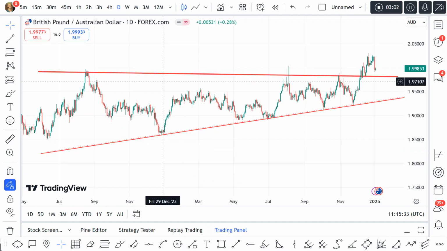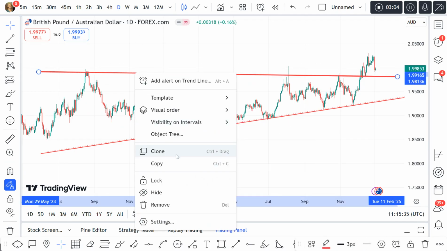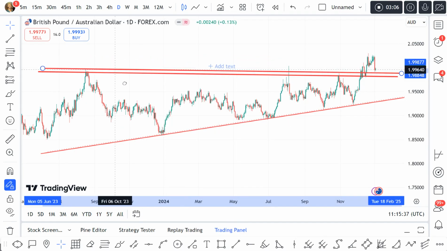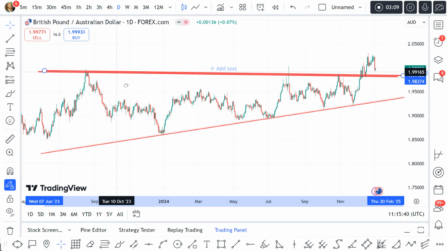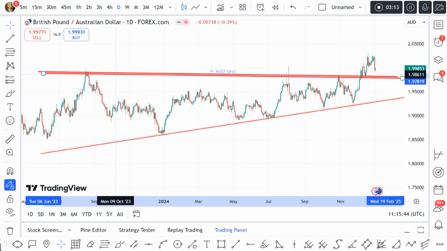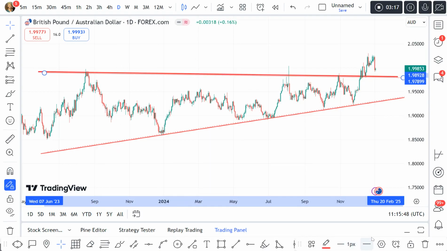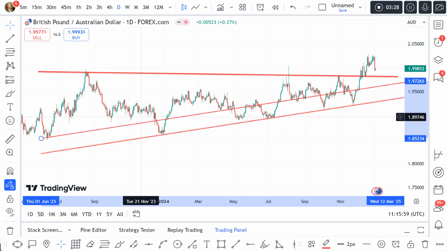So let's look. We have another structure from here. So this is now our roof. There's a clean breakout from the roof. So even in a worst case scenario, the worst price can do is to come down to retest a broken roof. That's the worst price can do, come down completely here and retest it. But let's look at it again. Let's clone this structure and see what we get by cloning the structure.